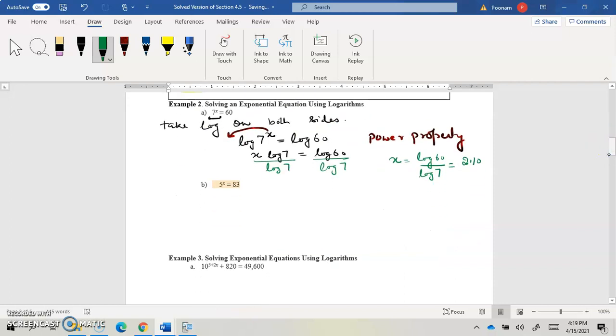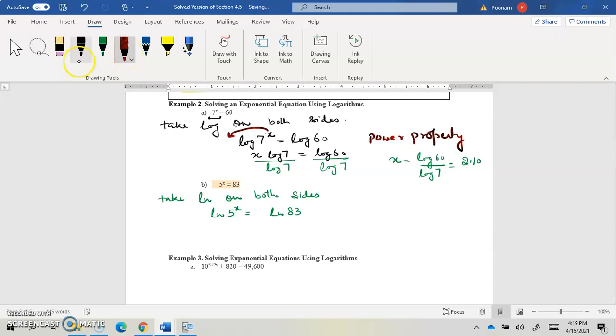Part B, 5 raised to power x is equal to 83. Now, I don't think I can write 83 as 5's power. So, I'm going to take log on both sides. Now, I'm going to show you natural log. You can take any one, common log or natural log, but take it on both sides. So, natural log of 5 raised to power x is equal to natural log of 83.